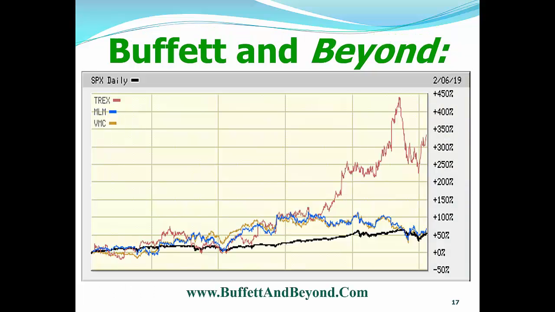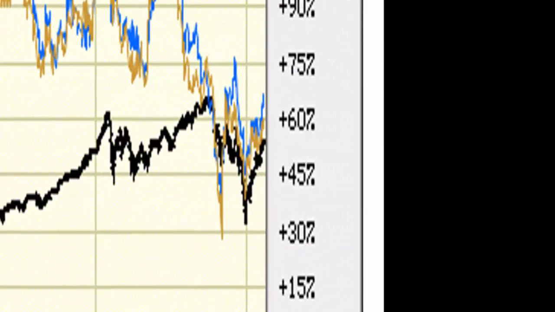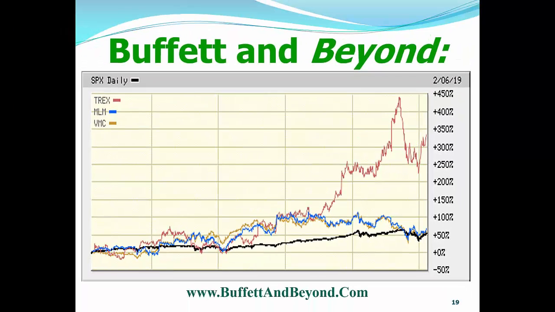And looking at the three of them, yeah, there's TREX up about 300 and almost 40%, while the market is up about 52%. And let's take a closer look at Martin Marietta and Vulcan. And that's just these stocks without TREX in there. And we can see that Martin Marietta is outperforming Vulcan, and Vulcan is outperforming this black line, which is the S&P 500. And looking at all three once again, no question about it, TREX is the best out of these stocks.